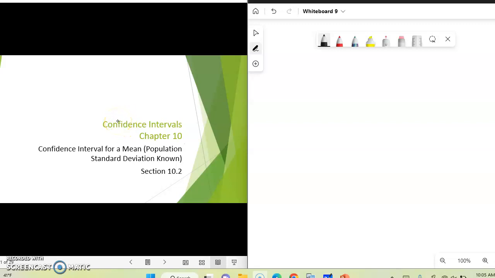Hello, today we're going to start section 10.2. This is about confidence intervals. So, first of all, what are confidence intervals?